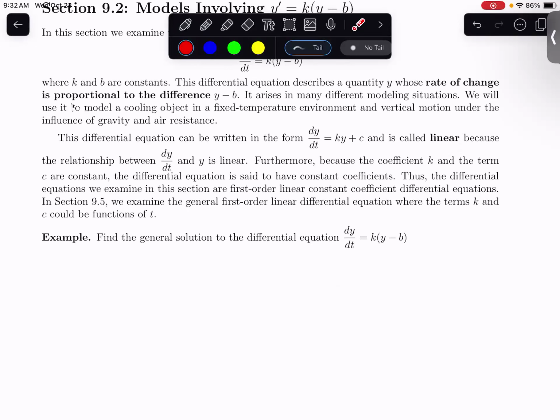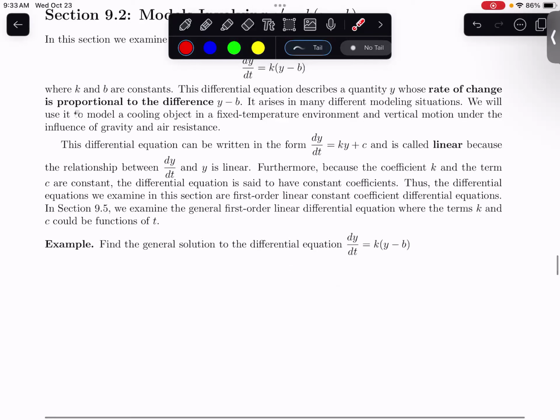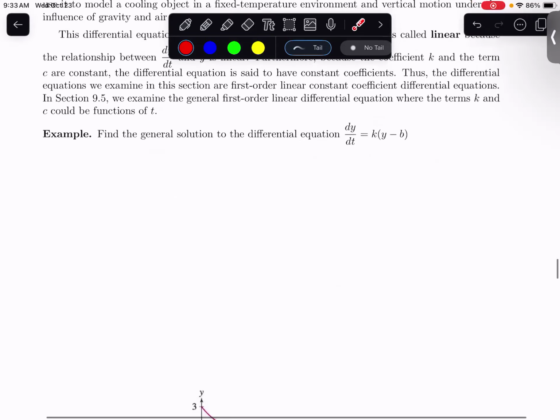Let's see if there's anything else I want to say. Yeah, and so eventually we'll be looking at more general classes of linear differential equations, particularly in section 9.5, but we'll talk about that sometime next week, probably Wednesday or Friday of next week.